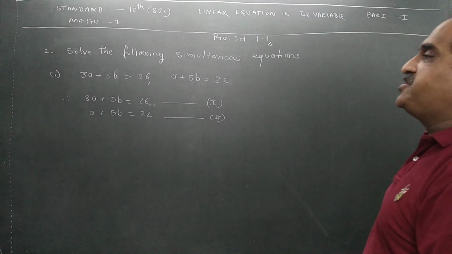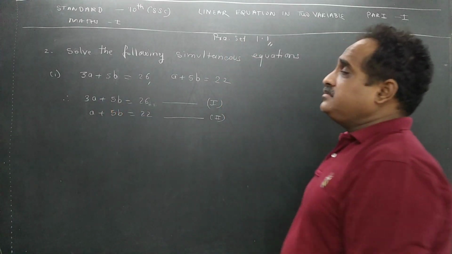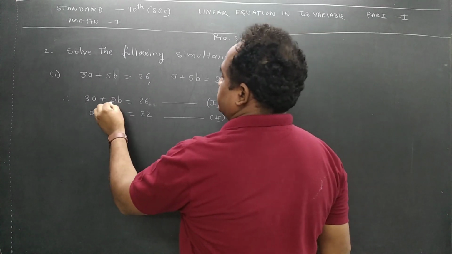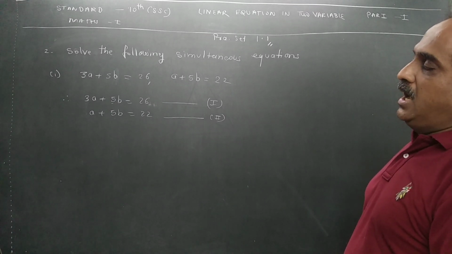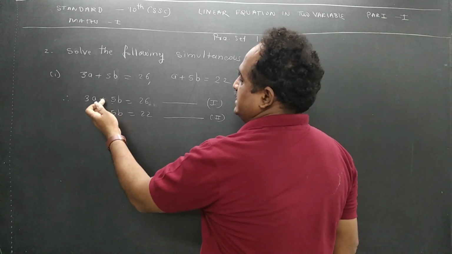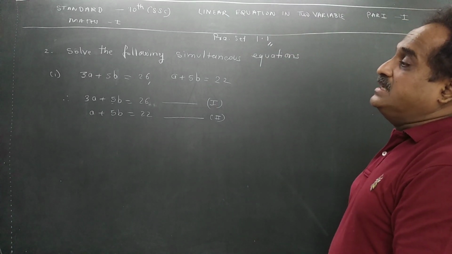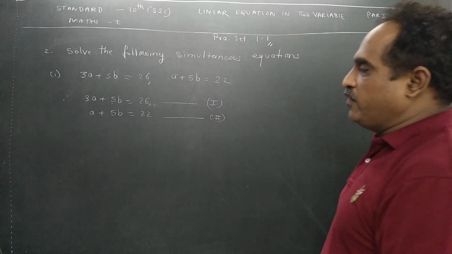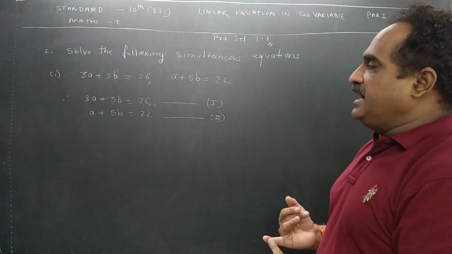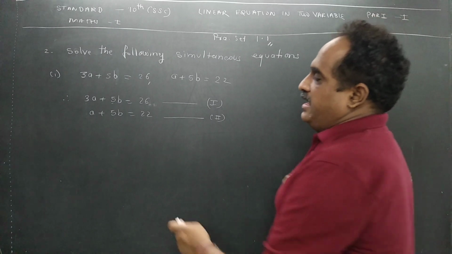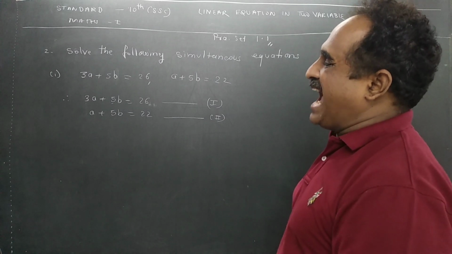After this, we have to see the coefficients. Coefficient of a is 3 here and 1 there, and the coefficient of b is 5 in both. So these coefficients are the same. In such cases, if they have the same coefficients, 5b, you have to see the sign. It is plus plus. If it is the same sign, then we have to subtract the equations. As I told you, first of all we have to make it the same, and for that you have to see the sign. If it is the same sign, you have to subtract the equations, and if it is a different sign, then you have to add the equations. The previous question was adding the equations.